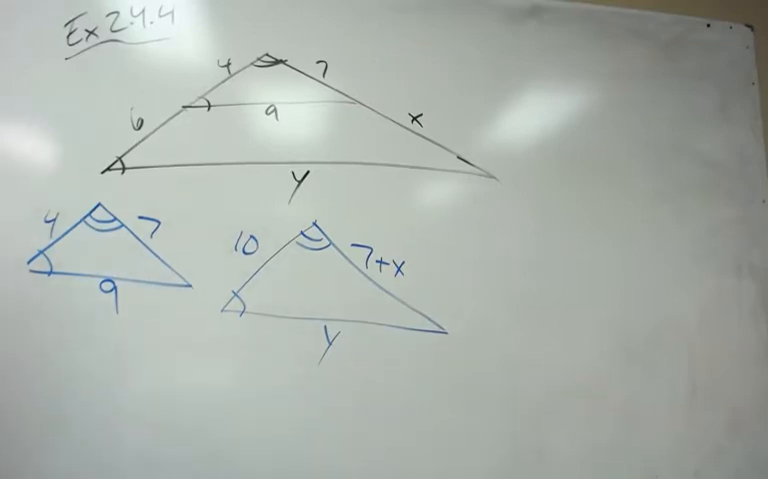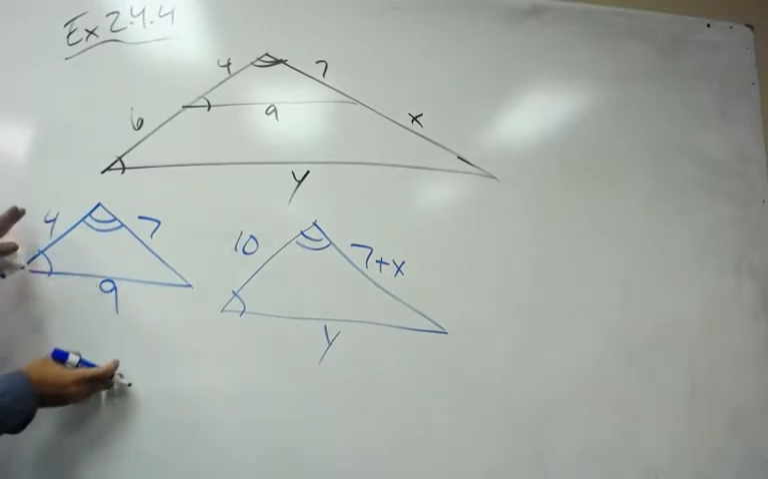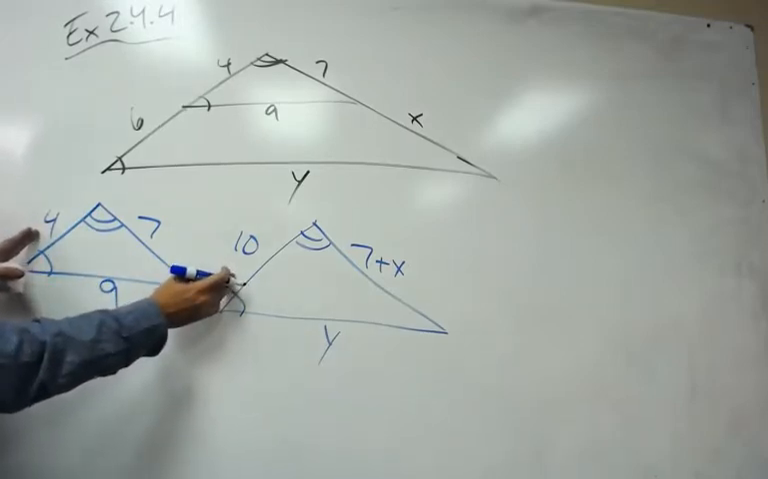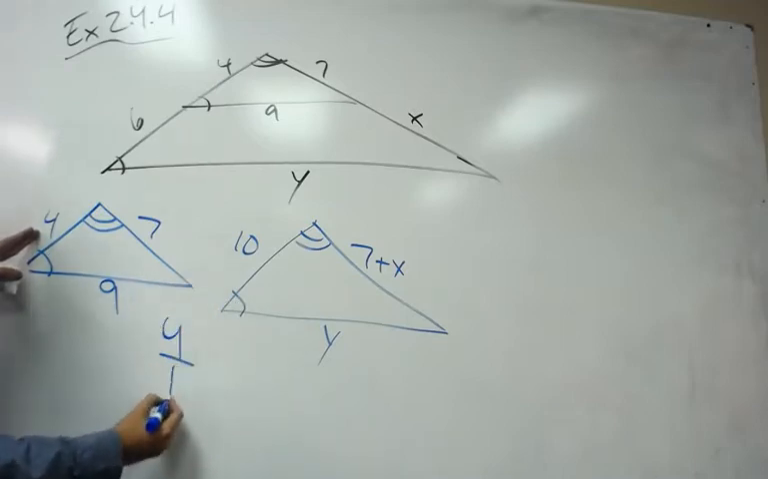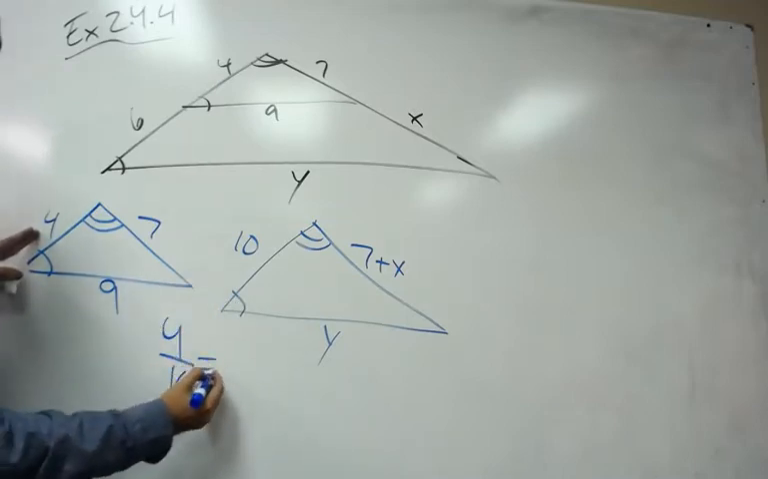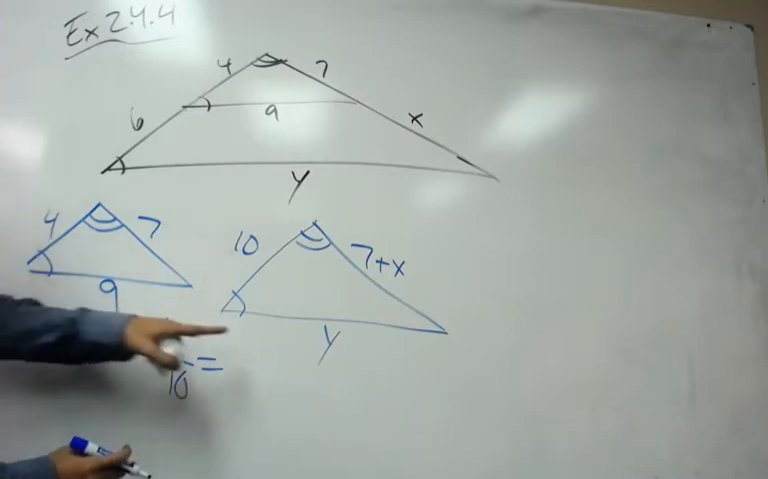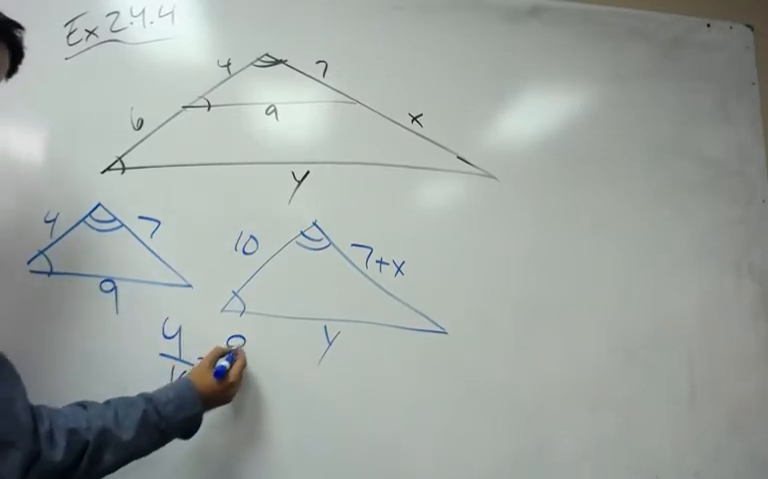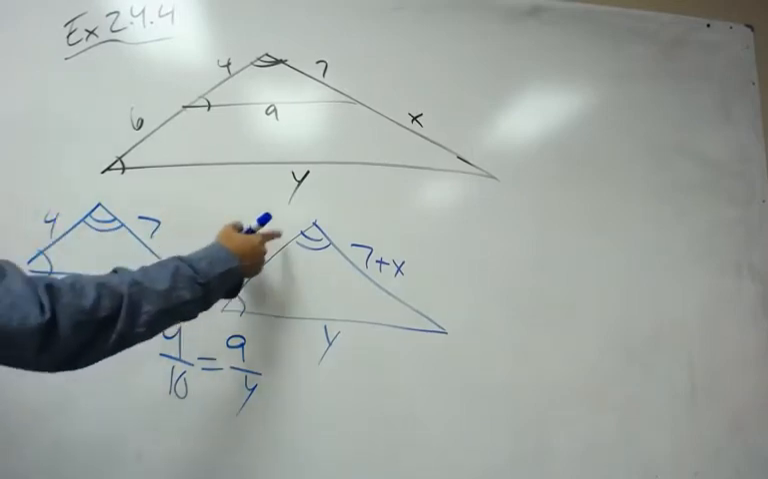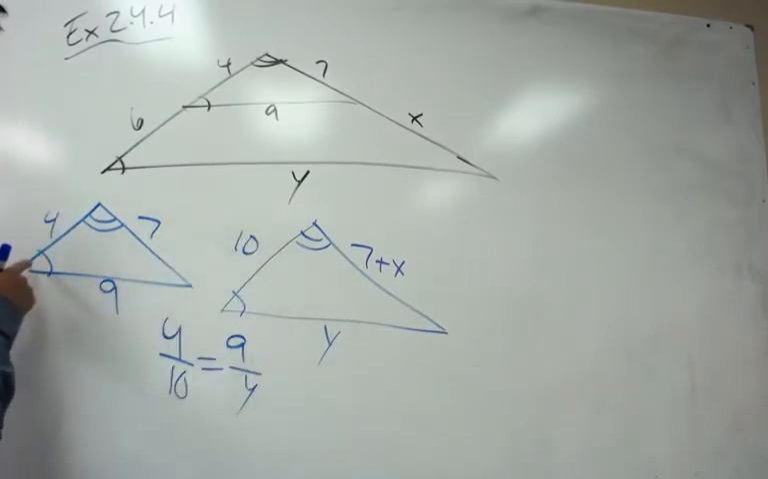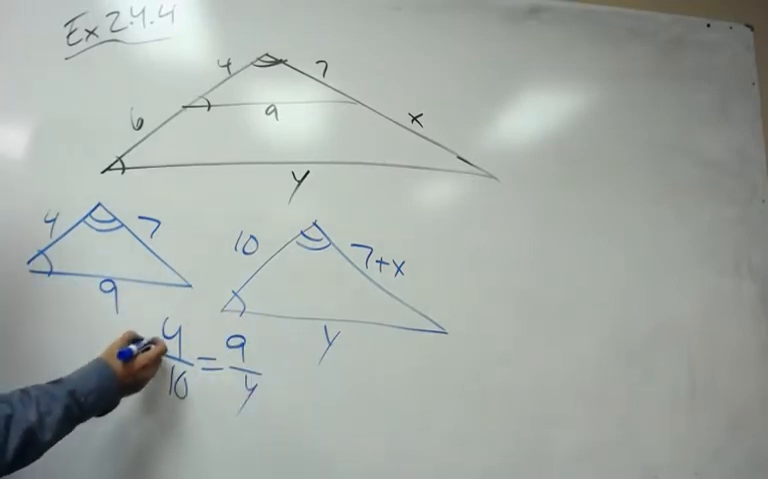So our ratio, let's look at what we know. 4 to 10 correspond. So 4 over 10 equals 9 over y. We're just looking at what corresponds. The 4 and the 10 are both between the 1 and the 2 tick marks. 9 and y are to the right of the 1 tick mark. So now we can solve.